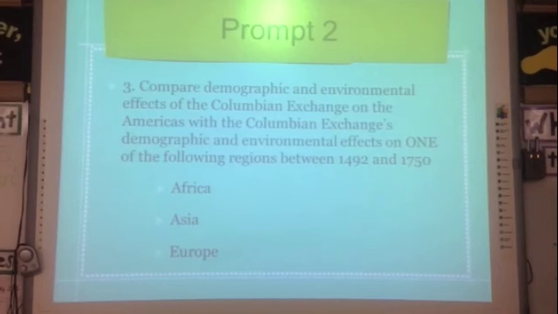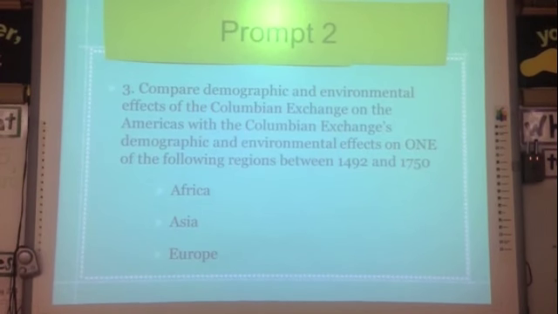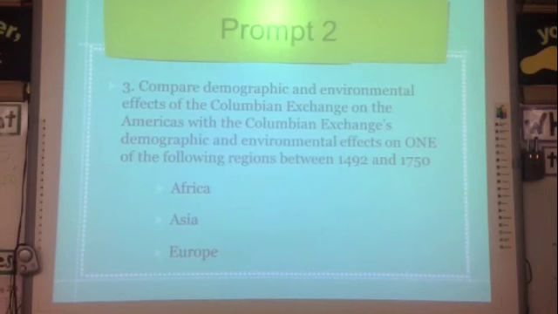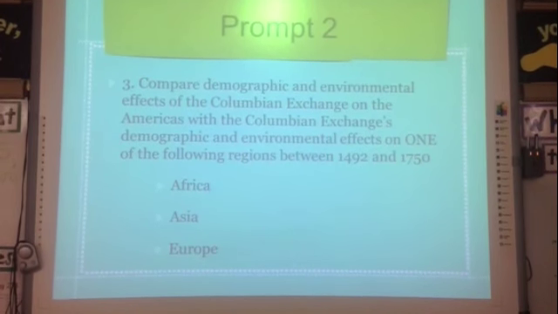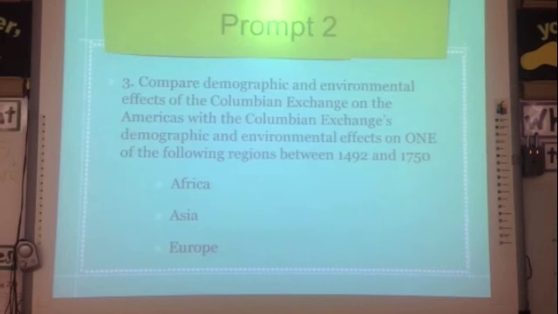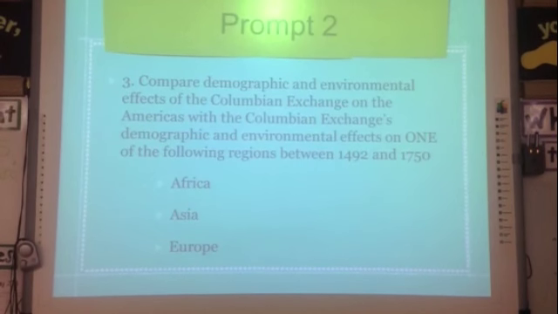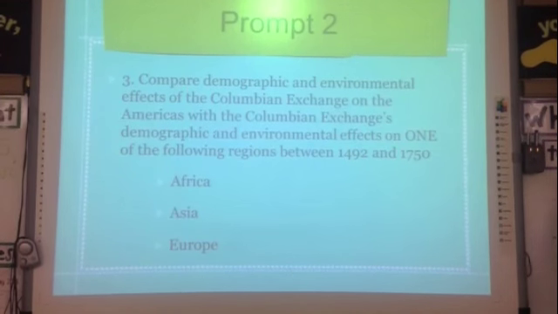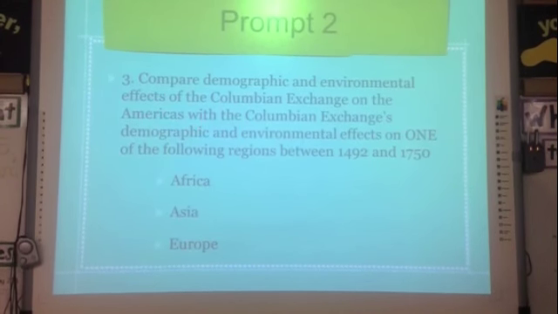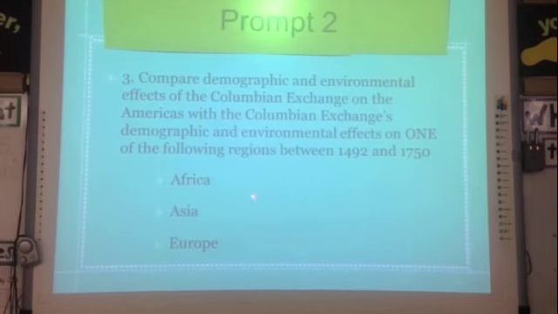Prompt 2. Compare demographic and environmental effects of the Columbian Exchange on the Americas with the Columbian Exchange's demographic and environmental effects on one of the following regions between 1492 and 1750. Now, when it says compare, it means to compare and contrast. It says it. And right here, when it says the Americas, you're going to have to do the Americas and one of the following given. So it's going to be the Americas and one of these.